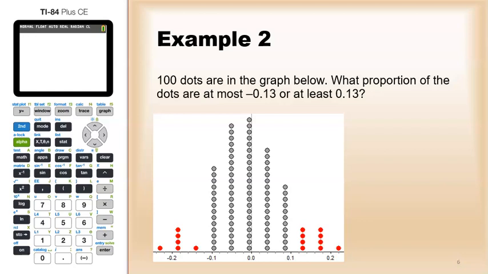So let's modify this a little bit. Here's 100 dots. Now the question is, what's the proportion that is at most negative 0.13, or at least positive 0.13? Well, negative 0.13 is right here. So there's 1, 2, 3, 4, 5, 6 dots that are negative 0.13 or less. And on the right side, we counted 9 dots that are 0.13 or more. So combine those. That's 6 plus 9 or 15 dots that are at most negative 0.13 or at least positive 0.13. That comes out to be 15 of 100 or 0.15.